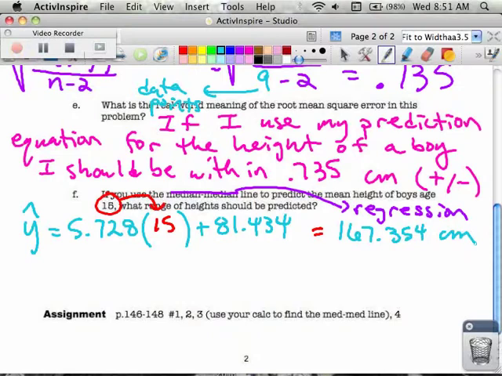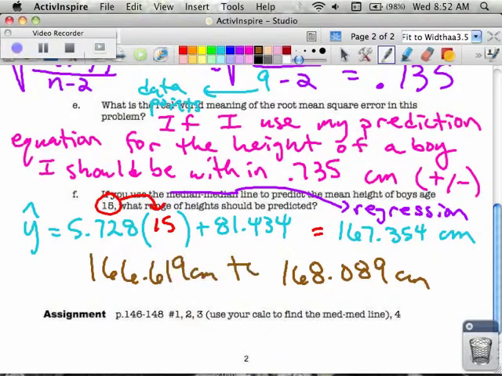Okay, hang on. I know that because I can be within 0.735, if I would have taken that number and added 0.735, my far range to the right, that is 168.089 centimeters. And if I would have taken the 167.354 and subtracted off 0.735, because remember I could be above or below, I would get 166.619 centimeters.